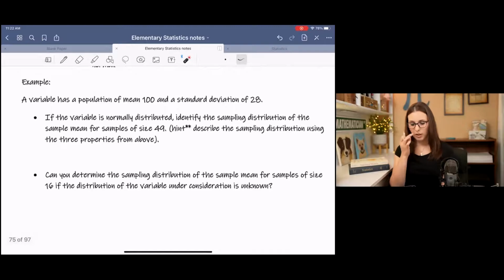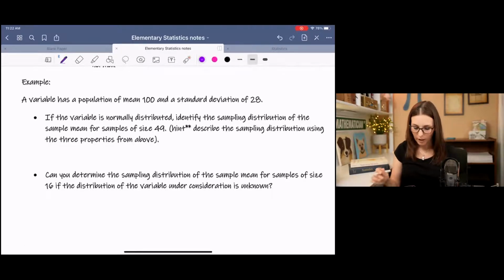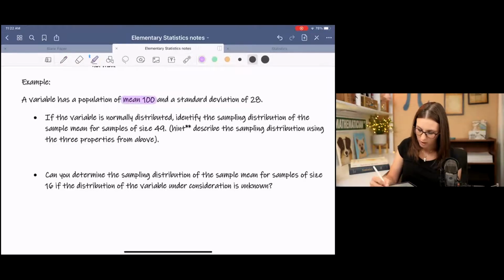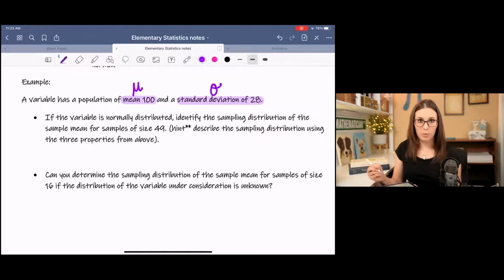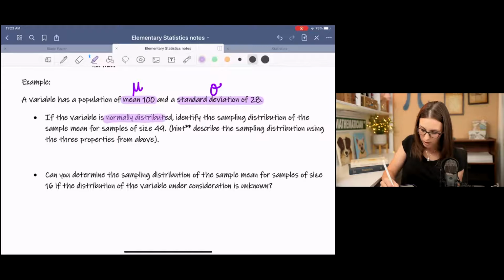So I have an example down here of how we can apply this, and if we can apply it. A variable has a population mean of 100 and standard deviation of 28. So this is our population mean, and this is our population standard deviation. If the variable is normally distributed, and it doesn't say it, but we are going to assume that it's randomly selected. I should have put that in there. Identify the sampling distribution of the sample mean for samples of size 49.